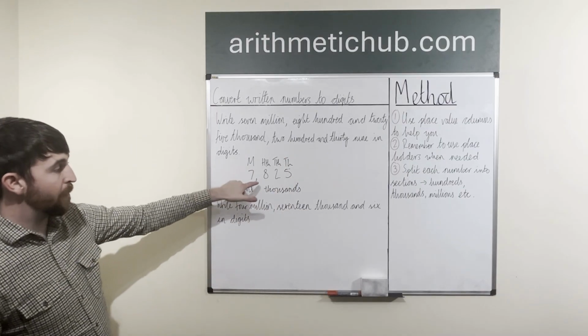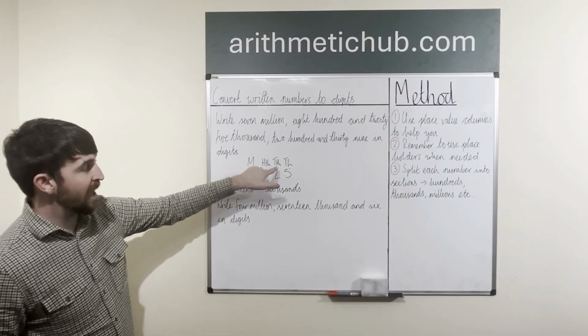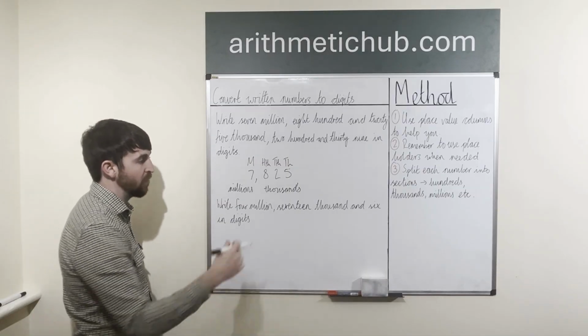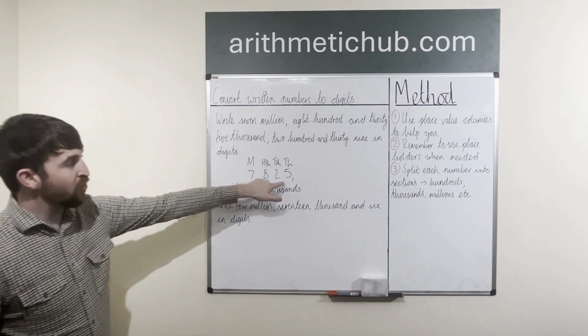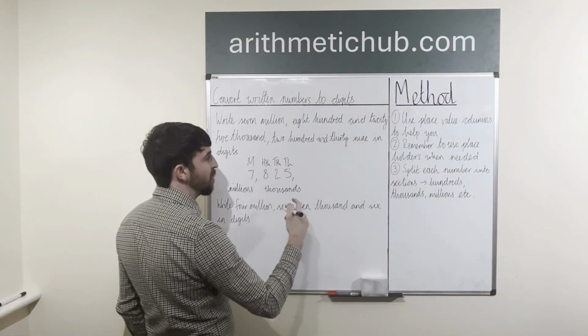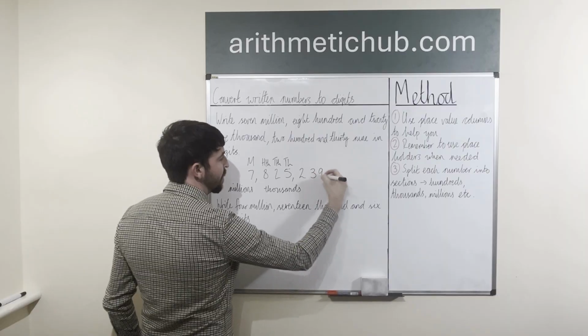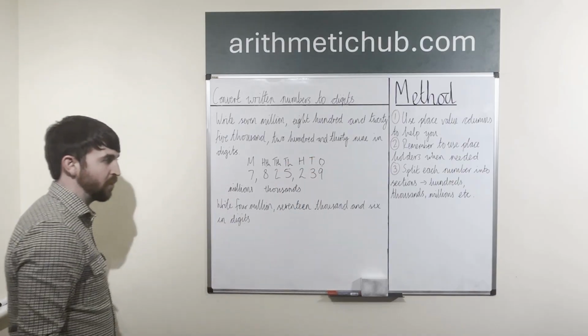Does that check out and make sense? 825. So we've got 100s, 10s, thousands in my thousands, 825,000. Okay? So 7,825,000, the commas have helped us out. 239 in digits, 239. My ones, my tens, and my hundreds.